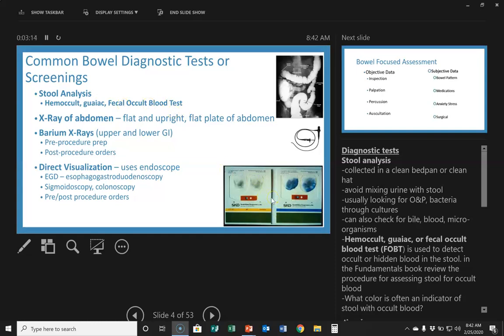Other tests that we can do for stool analysis, we can do cultures, like for C. diff or some other infection. We can look for white blood cells, ovum, and parasites, which is called an OMP.